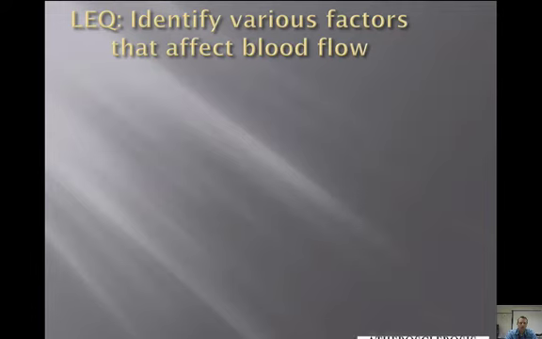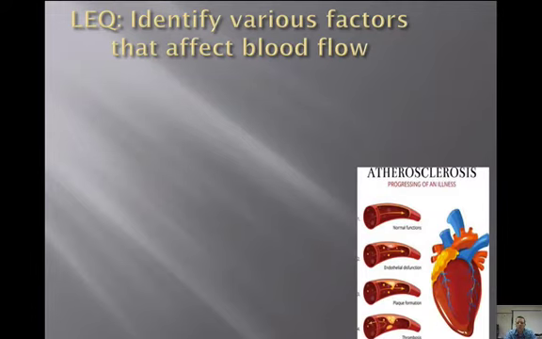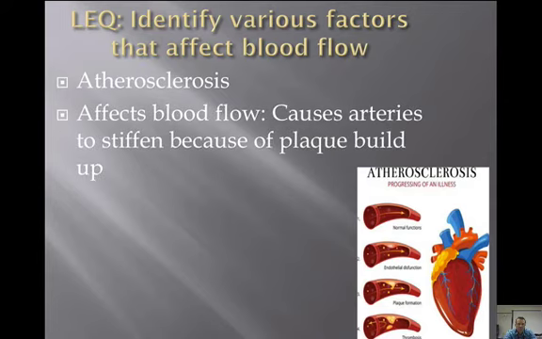So moving on to the next part. The first thing we're going to be talking about is atherosclerosis. What atherosclerosis is, it affects blood flow by causing arteries to stiffen because of plaque buildup. So notice here, this is a normal function of the arteries. Now notice over time you get this plaque formation. This plaque formation decreases the amount of blood that is transporting through those arteries, and it makes the heart work more than it needs to.